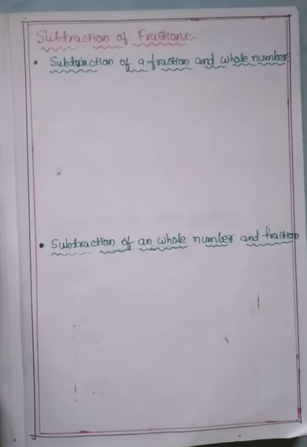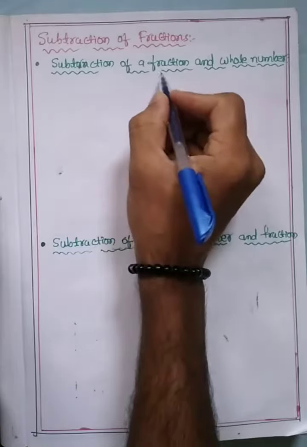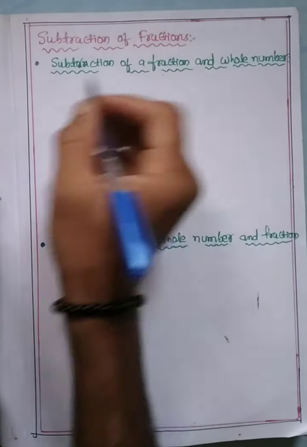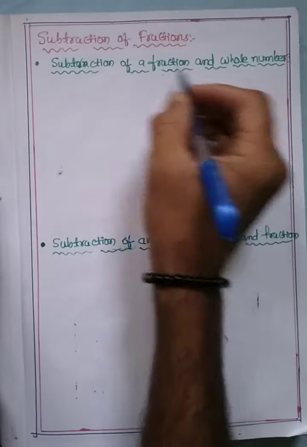So in the previous class we discussed addition of a fraction and whole number, addition of like fractions, and addition of unlike fractions. All that information we discussed in the previous class. So now let me discuss subtraction of fractions. First, subtraction of a fraction and whole number. First we need to discuss the subtraction of a fraction and whole number.